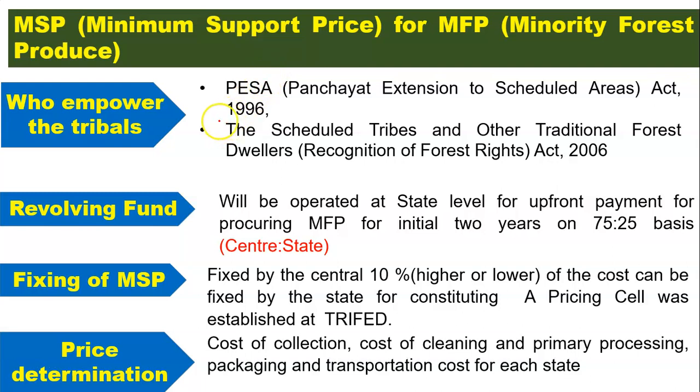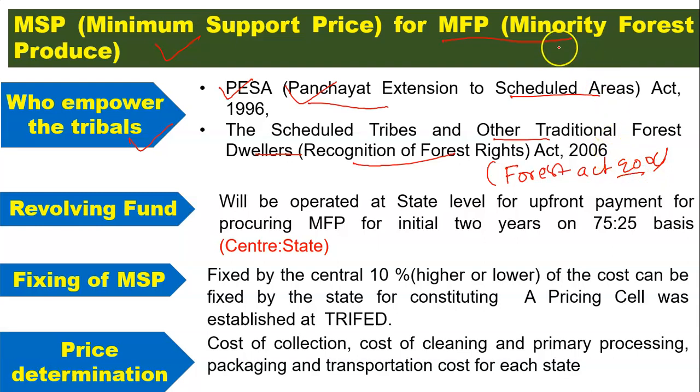Friends, we know that we are giving minor forest produce to these tribal people, but who empowers the tribals? Actually, on what basis are you giving power to these tribal people for producing this minor forest produce? So there are 2 acts, remember these acts. This is the Panchayat Extension to Scheduled Areas Act 1996 and the Scheduled Tribes and Other Traditional Forest Dwellers Recognition of Forest Rights Act, in short also known as the Forest Rights Act 2006. So these are the 2 acts which empower the tribal people for this minor forest produce, right?